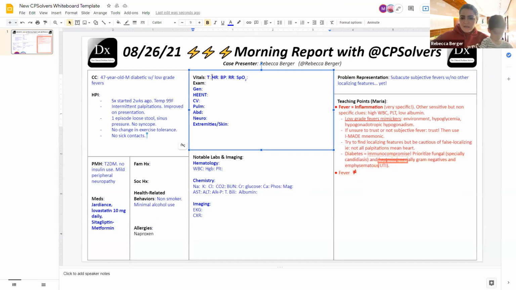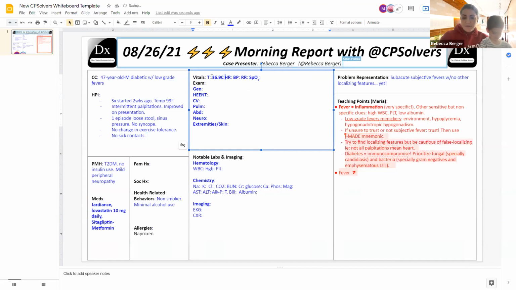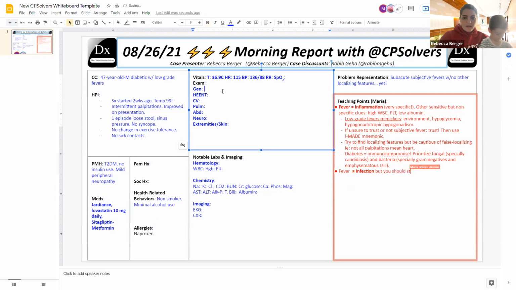Okay, so in clinic that day, his temperature was 36.9 Celsius, 98.5 Fahrenheit. Blood pressure was 136/88. Pulse was 115, and O2 sat was 99% on room air. He was overall well appearing. He was alert, awake, didn't appear to be in any distress. His pupils were equally round and reactive to light. He had no lesions in his oropharynx. He had no evidence of proptosis or any other eye lesions.